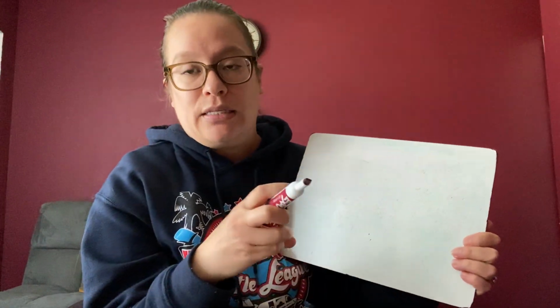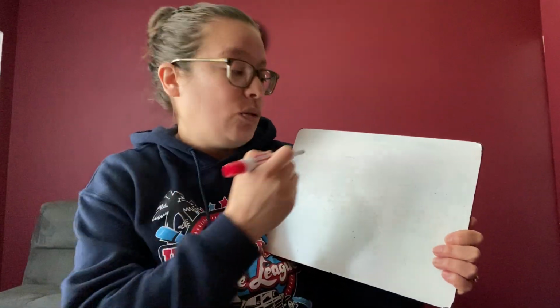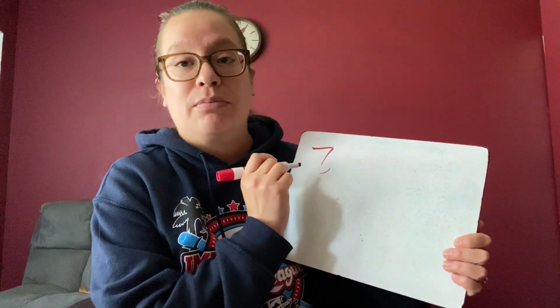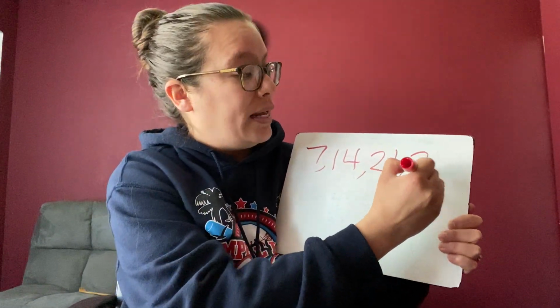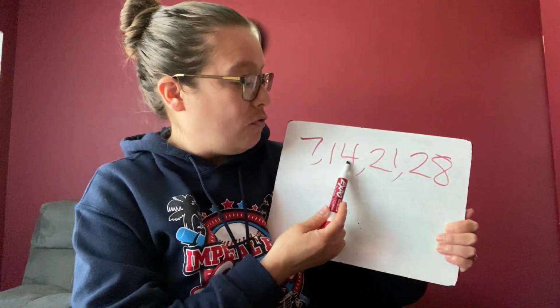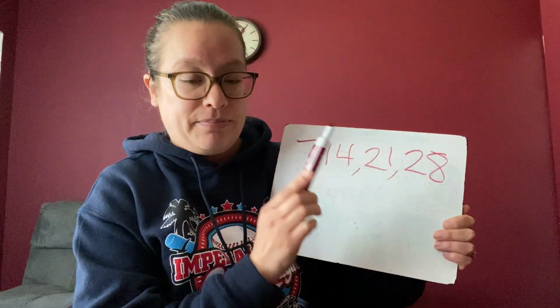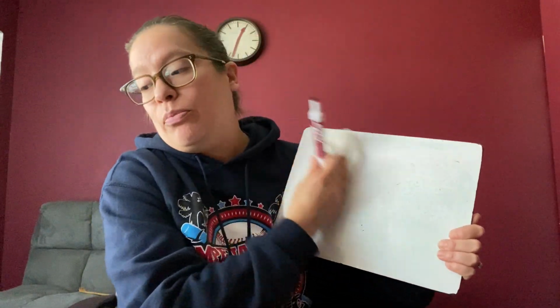So, again, think of multiples as multiplication. If I said list the first 4 multiples of 7. Okay, same thing. 7 times 1, 7. 7 times 2, 14. 7 times 3, 21. 7 times 4, 28. What are the first 4 multiples of 7? 7, 14, 21, 28.